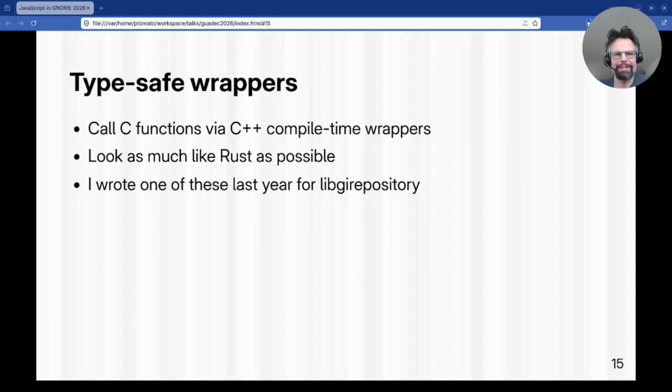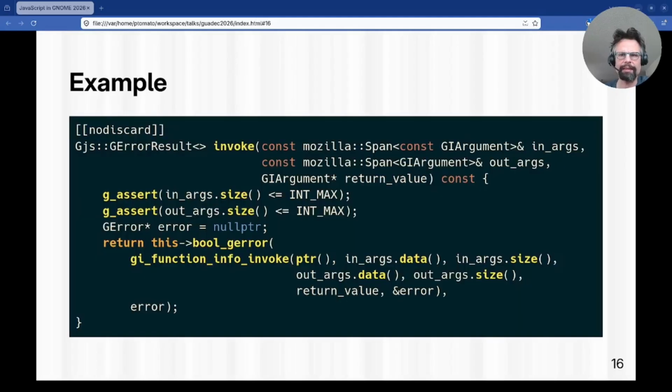What's the idea behind a type-safe wrapper? Basically, instead of calling a C function from your C++ code, you call it via a compile-time wrapper written in C++, and these wrappers actually end up looking a lot like Rust code if you follow good practices from Rust. I wrote one of these wrappers last year for the libgi repository, since it's used so extensively in GJS, and here's a sample of what that looks like.